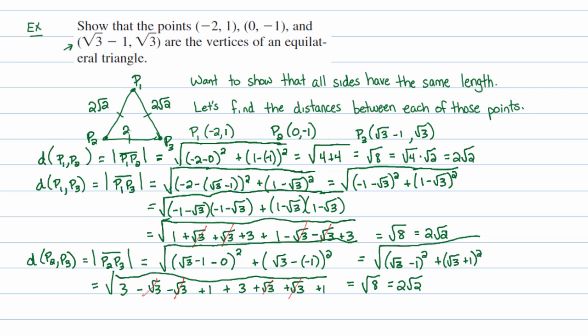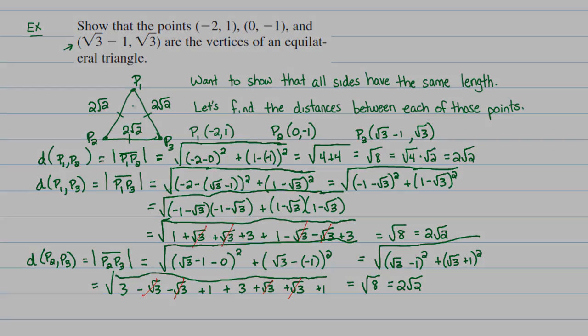So I find that this distance here is also a 2 root 2, which means all sides are of the same length, which means it's an equilateral triangle. Very, not, I don't want to say difficult. Conceptually, actually, it's a pretty easy problem because you're just saying, I need to make sure that all sides are the same length. Computationally, it's a little tiresome, but we could do it, right?